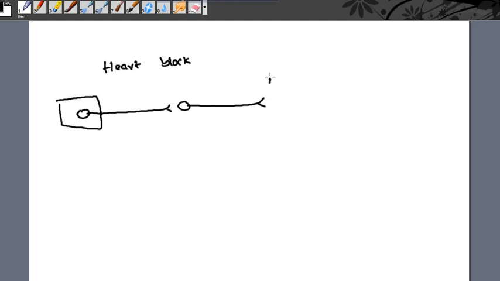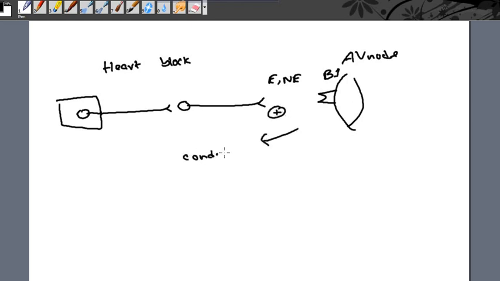Beta blocker can also produce heart block, right? How? There is sympathetic nervous system. This is preganglionic neuron, and this is postganglionic neuron. Postganglionic neuron releases epinephrine and norepinephrine, and this epinephrine and norepinephrine will stimulate the AV node and stimulate beta 1 receptor in the AV node. And when epinephrine and norepinephrine stimulate beta 1 receptor in the AV node, conduction through the AV node is maintained.